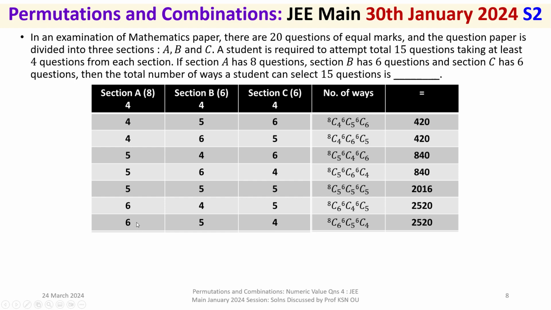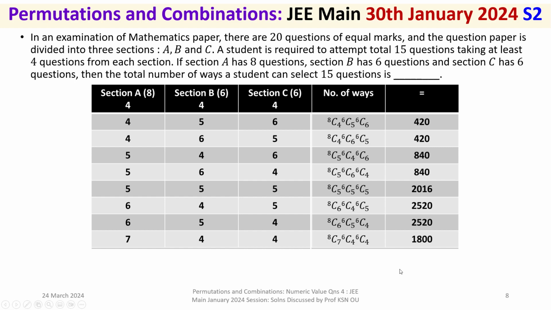Last, we answer 7 from section A. So you are left with 15 minus 7, 8 questions. Then it will be 4 and 4. So that will be 7, 4, 4: 8C7, 6C4, 6C4. When you multiply, it is 1800. Now suppose from section A, I answer 8. The remaining will be 7. That can be done as 3 plus 4 or 4 plus 3. But you have to answer a minimum of 4 questions from each section. Therefore, that combination is not allowed and no further combinations are allowed.